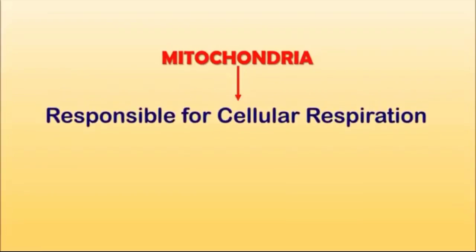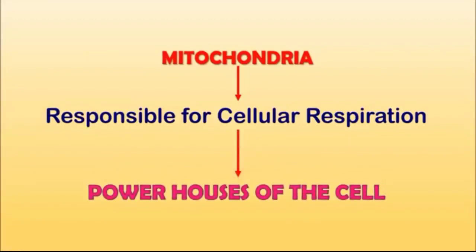The basic function that mitochondria performs is cellular respiration, because the cellular respiration, that is oxidation of glucose or food substances, is taken over by mitochondria and releases the energy. The energy which is released during this process is stored in the form of ATP in mitochondria. Hence, these are known as powerhouses of cell. The mitochondria are considered as powerhouses of the cell.